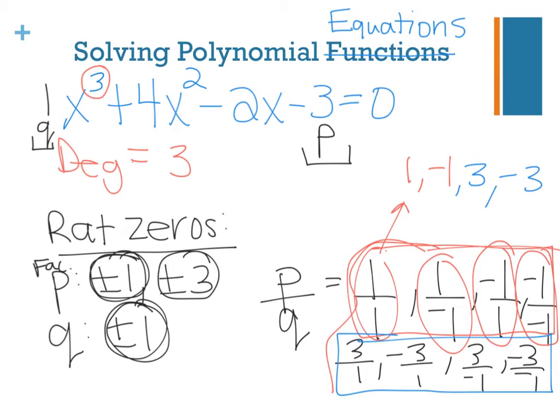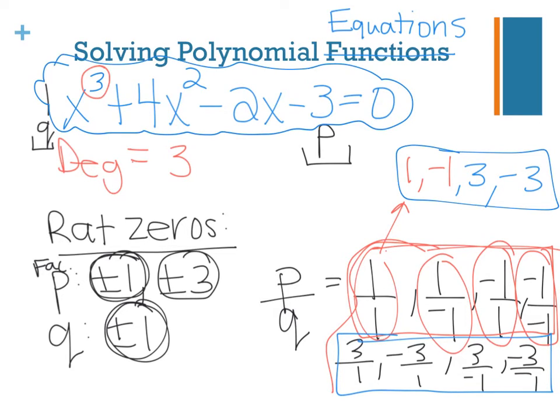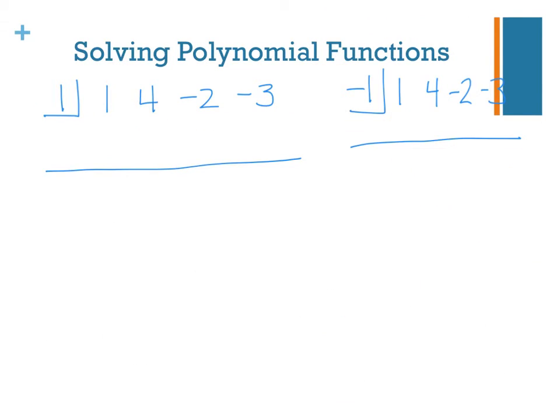Now, in order to determine which of these 4 are actually zeros to this polynomial equation, since my list isn't all that long, I'm going to use synthetic division on the next slide to test whether or not 1, negative 1, 3, and negative 3 are zeros of this polynomial function. Alright, so I'm going to start by testing 1 and negative 1 to see if they're actually zeros of the polynomial. Again, these were our coefficients of our polynomial, 1, 4, negative 2, and negative 3.